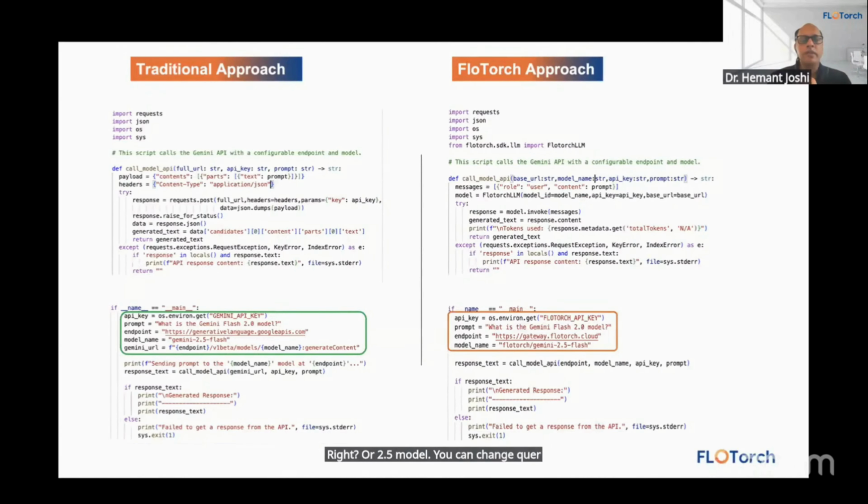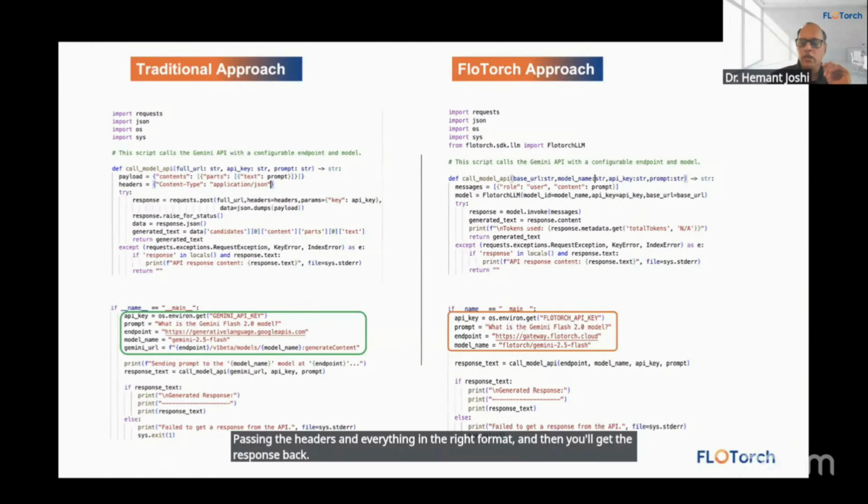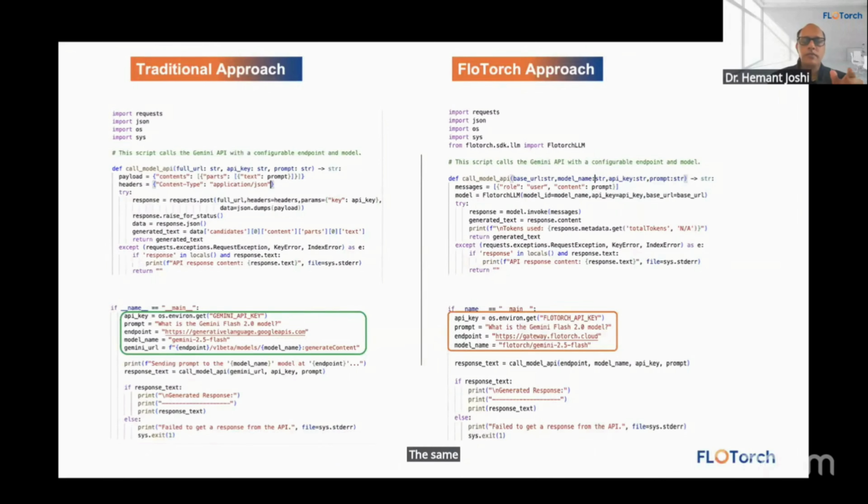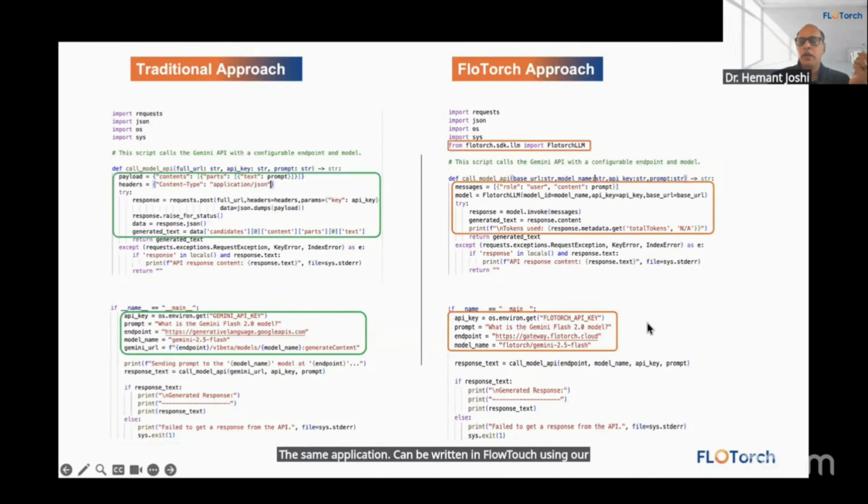These are your queries. If that's your code, and then you will notice that it calls call model API here, and that makes the call to this function above, which is call model API, which sends that URL, and it will take care of passing the headers and everything in the right format, and then you'll get the response back. The same application can be written in FloTorch using our SDK.